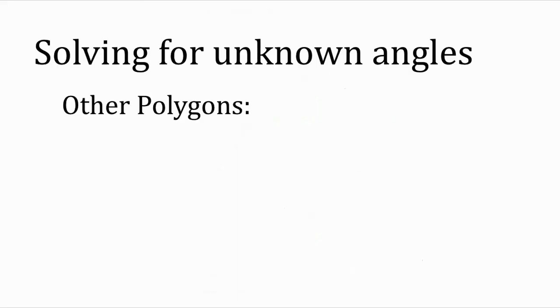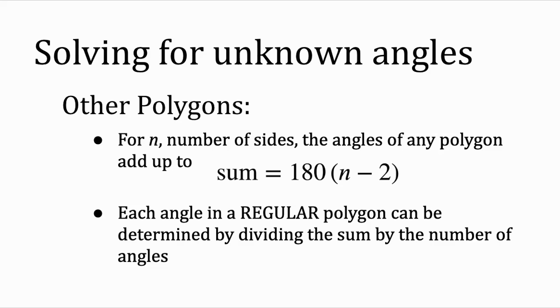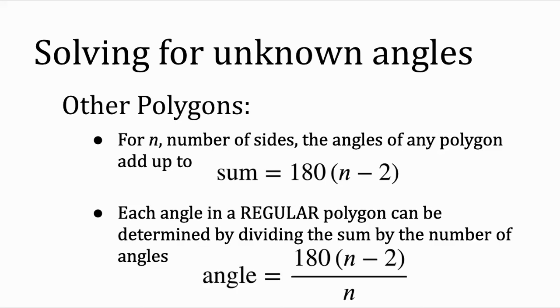For other polygons that have 5 sides or more, there's a quick formula you can use to determine what all the angles in the polygon add up to. Take the number of sides, subtract 2, and multiply by 180. We can also solve for each angle in a regular polygon by dividing the sum of the angles by the number of sides.